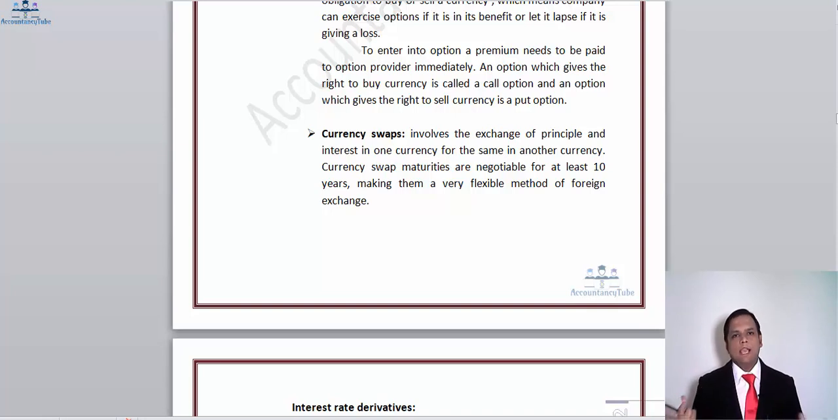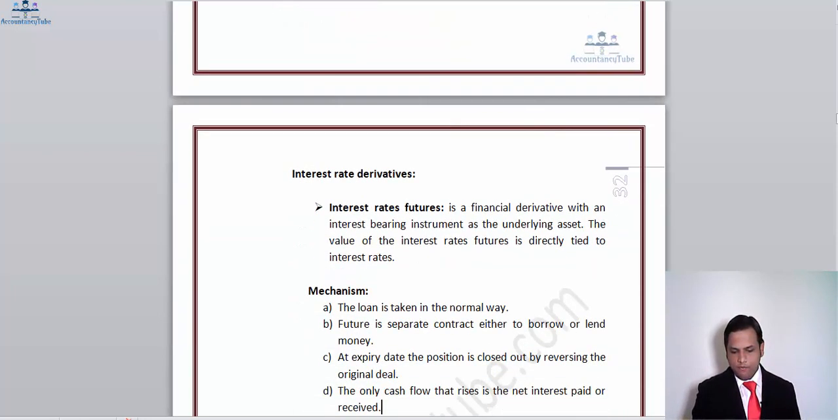So what they do is simply exchange their liabilities, so that they will pay the interest and principal in the US dollar, and they will pay the interest and principal in the UK pound currency. The companies which have obtained the loan in the first place will not be the same ones fulfilling their liabilities. Then we've got interest rates derivative.